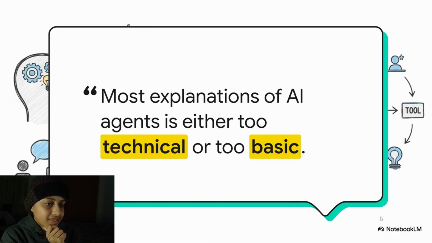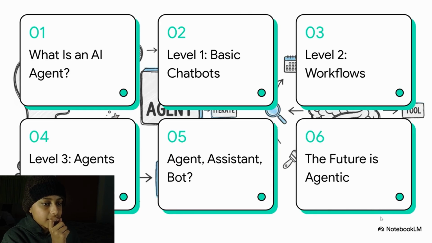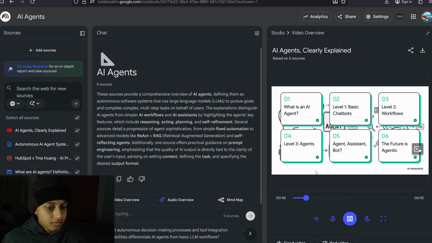You try to look up AI agents, and you're either hit with this wall of super technical code, or you get a definition so simple it's basically useless. This explainer is for anyone who uses AI tools and just wants to understand what this next big thing is, without needing a degree in computer science to get it. So here's our plan. We're going to start with stuff you already know, like chatbots. Then we'll build on that and look at automated workflows. And finally, we'll make that big leap to autonomous agents. We'll also clear up some confusing terms.